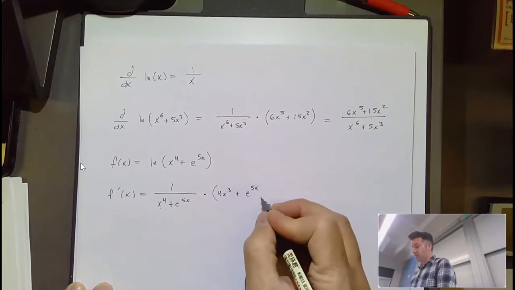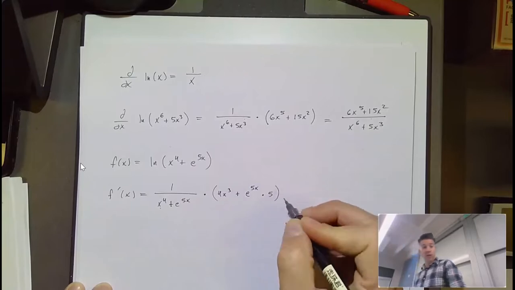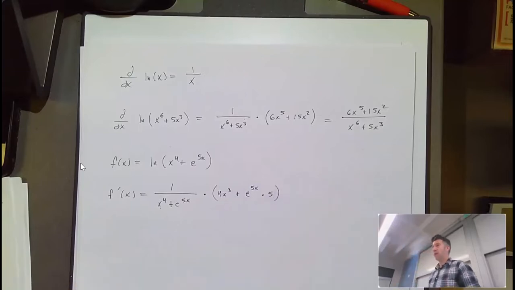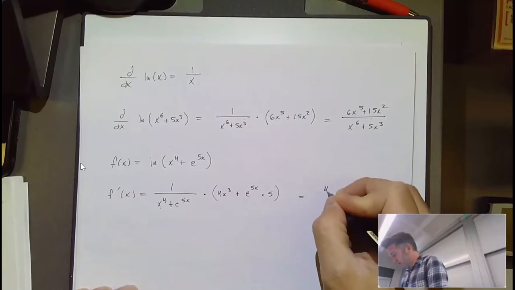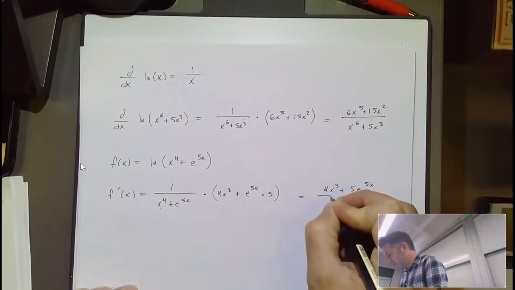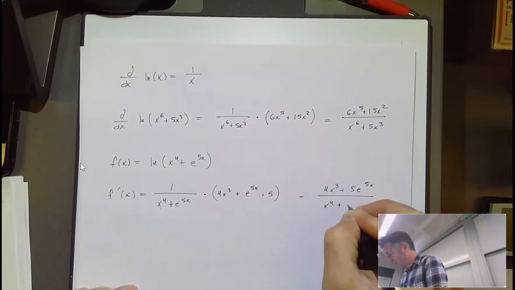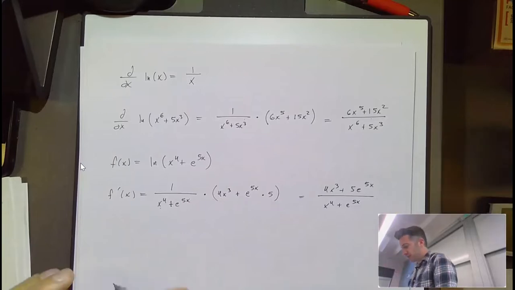But what do I need to multiply by? Right. I have to multiply by the derivative of the stuff. And then if you wanted, you could rewrite this as 4x cubed plus 5e to the 5x over x to the fourth plus e to the 5x. Again, not necessary, but I know people like to write it like this. With some more examples.